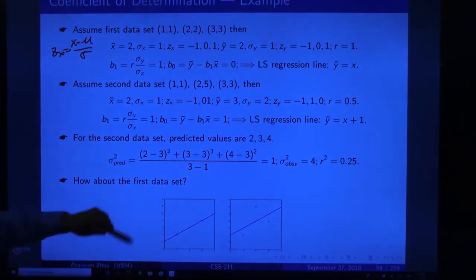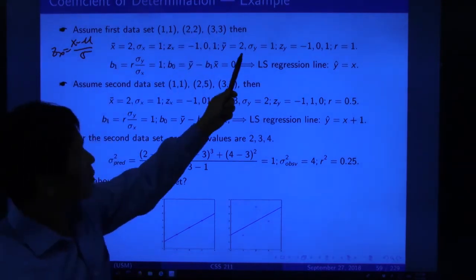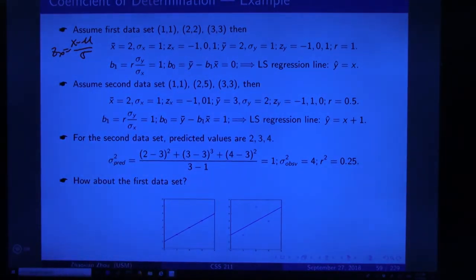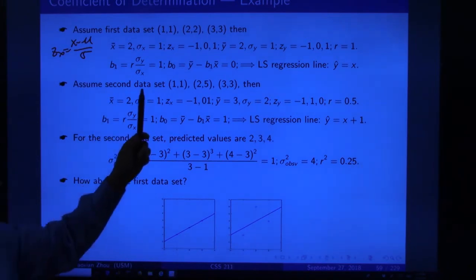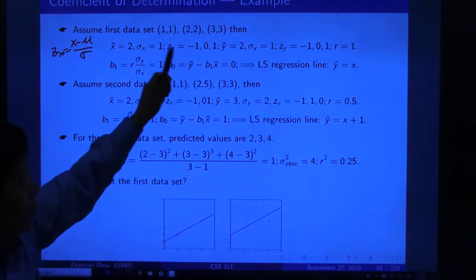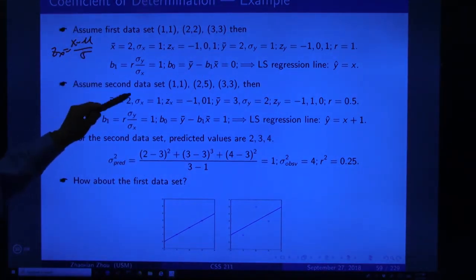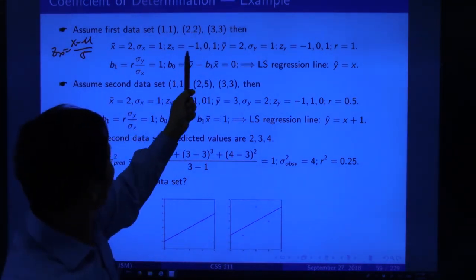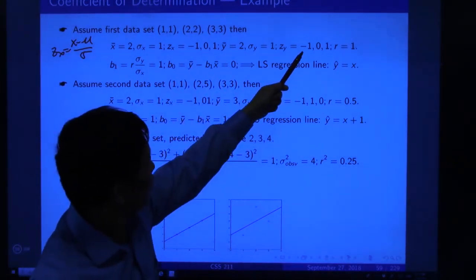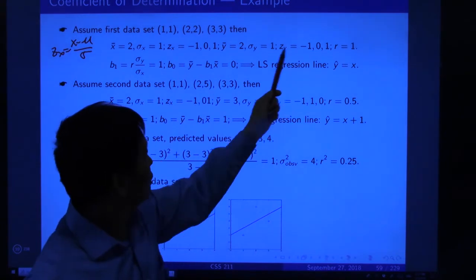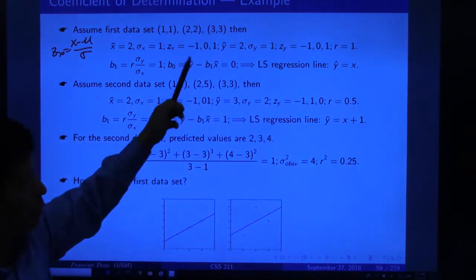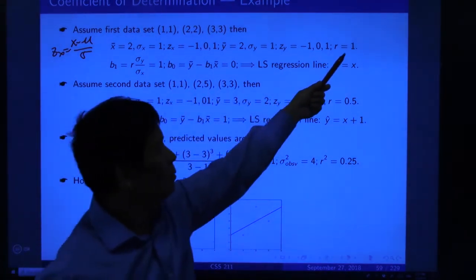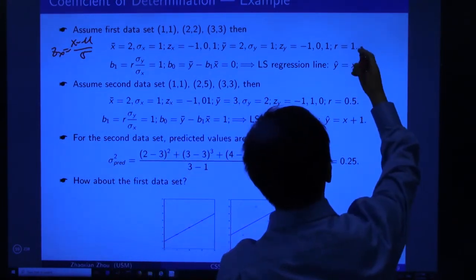And for the y, 1, 2, 3, same thing here. So we just copy all these numbers. And the correlation coefficient R, plug in the numbers. All this goes: this times this plus this times this plus this times this, so equals 2, then divided by 2, equals 1. So this R equals 1.